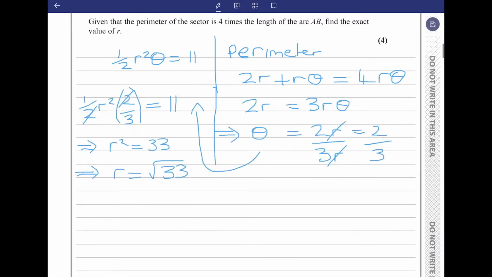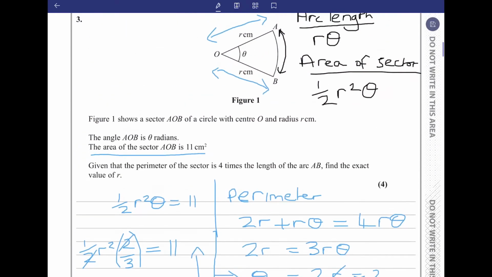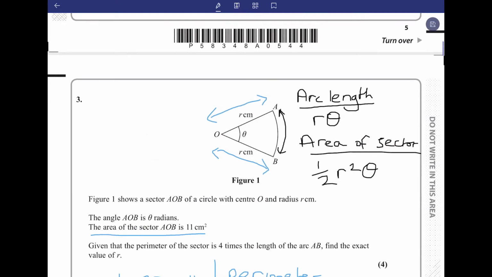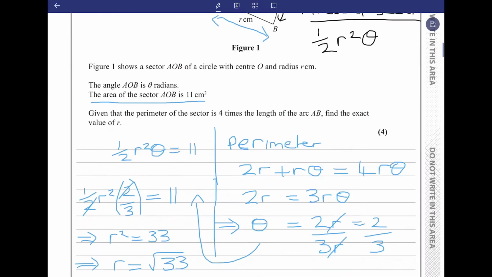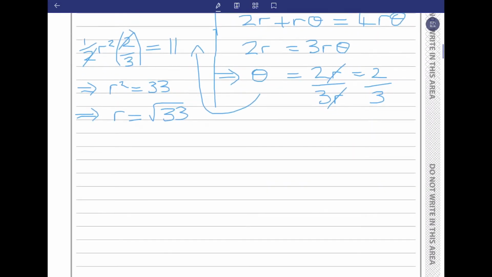Note that when you normally take a square root, you take both the plus and minus, but in this case the radius has to be positive. You can't have a negative radius of a circle, it doesn't make sense. So this is the one and only answer here. Moving on.